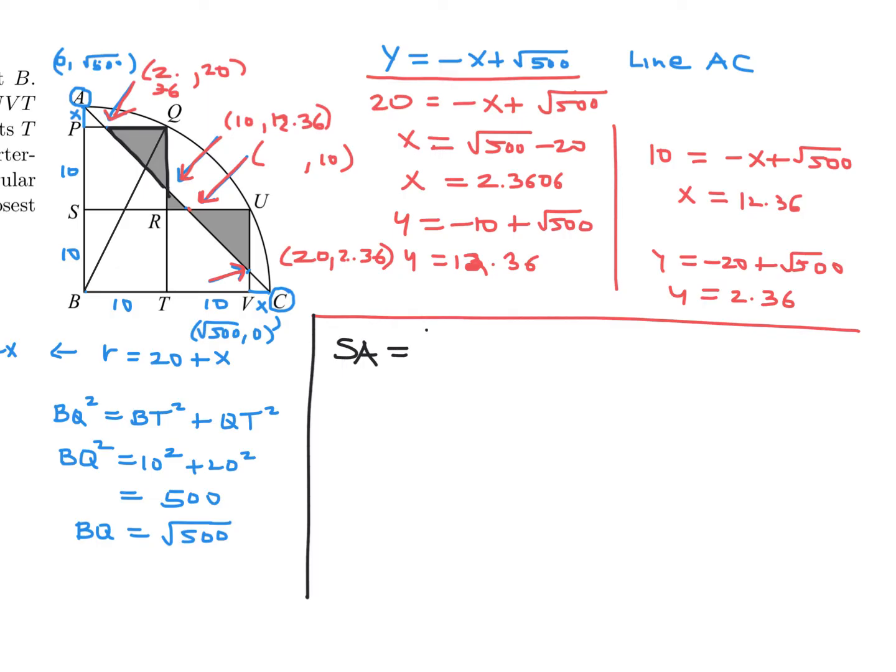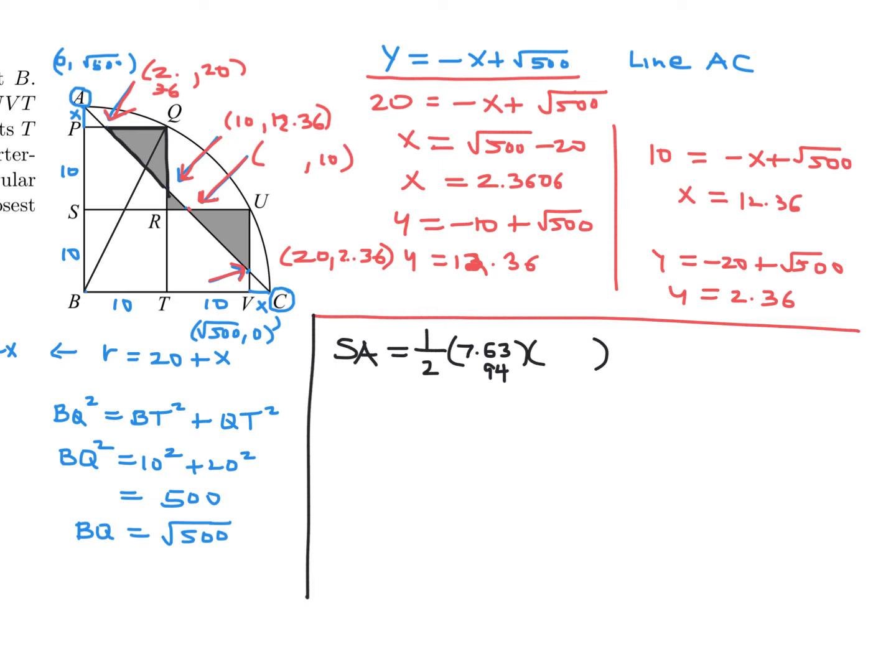Okay, so the first is 1/2 base times height. So the base from P to Q is 10, and this was 2.36. So you'd have to subtract from 10 2.36, and when you do, you get 7.6394 if you want to take it to 4 decimal points.